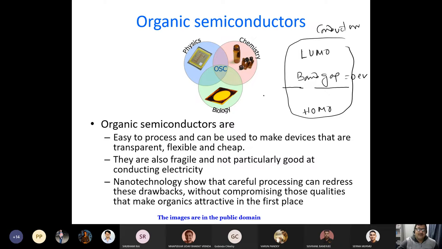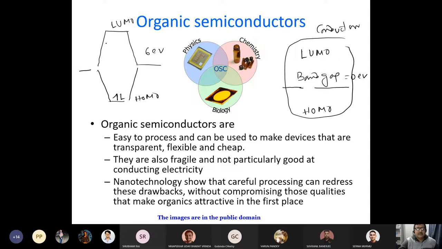Now, if you have another material where the gap between the bands is extremely high. Suppose this is the HOMO, and suppose this is the LUMO. And suppose this band gap is about 6 electron volt.